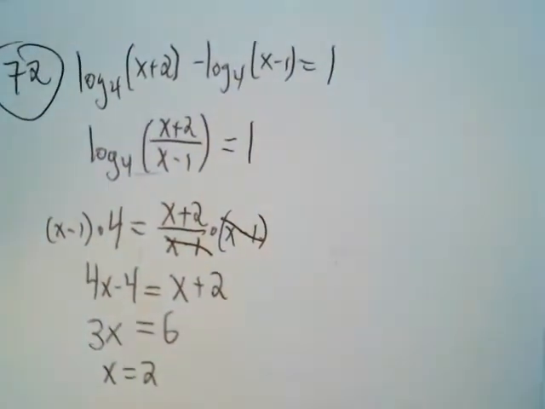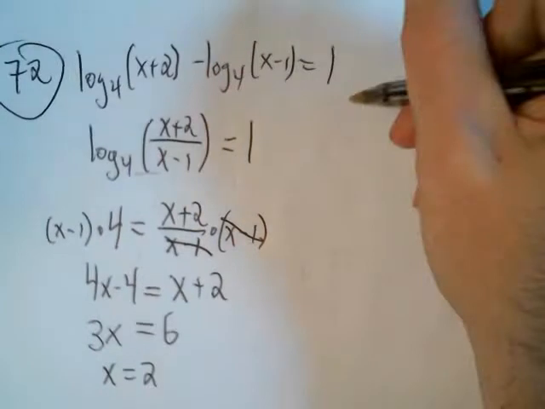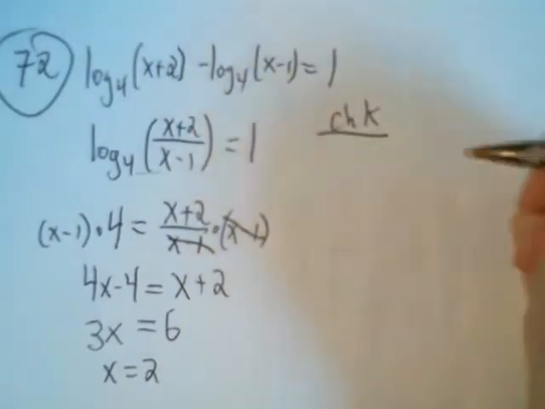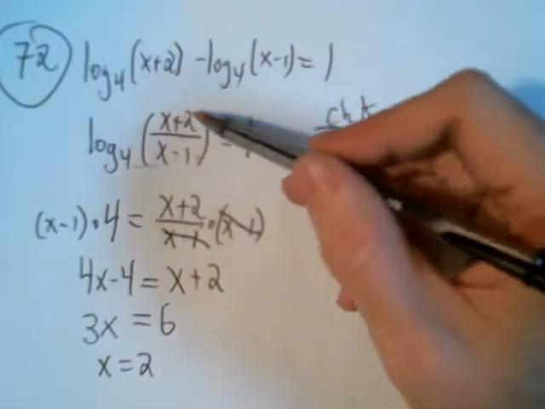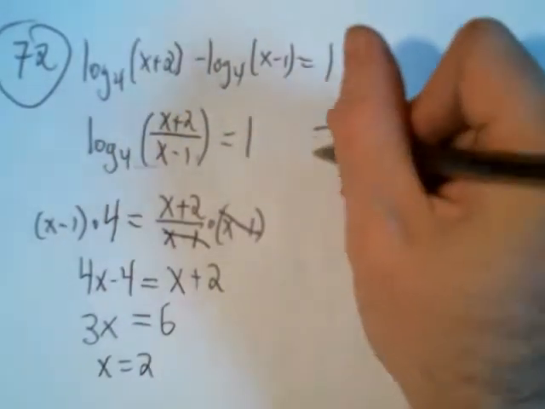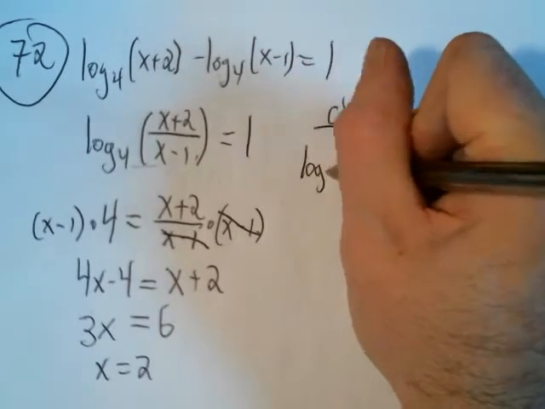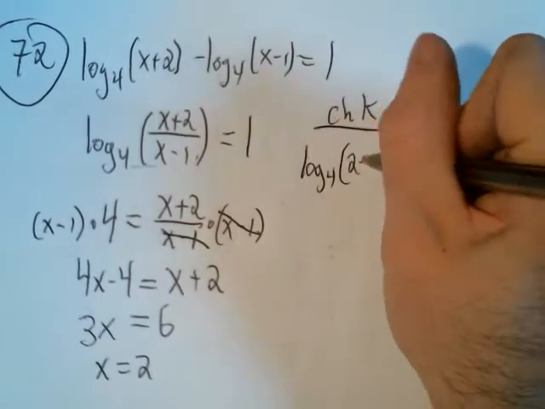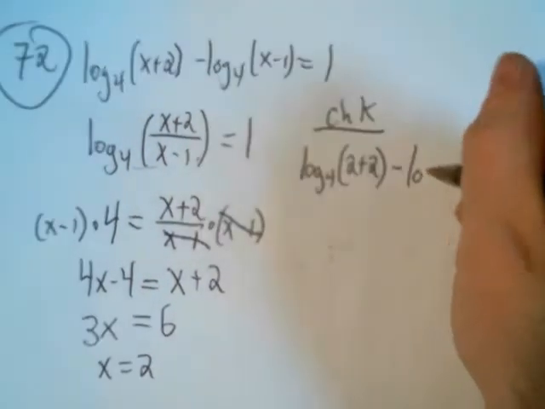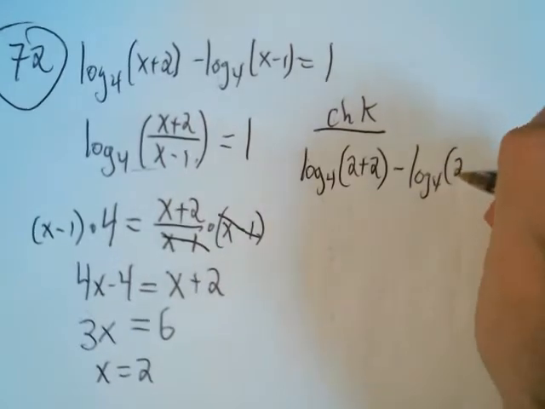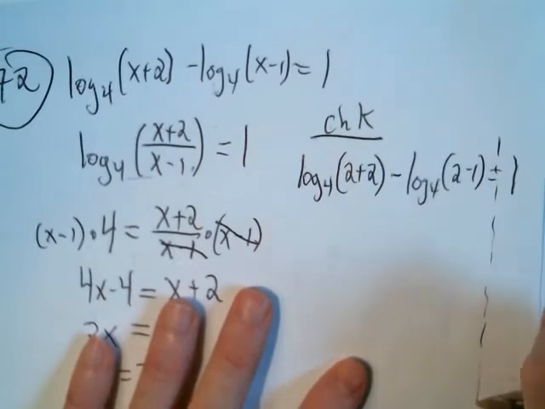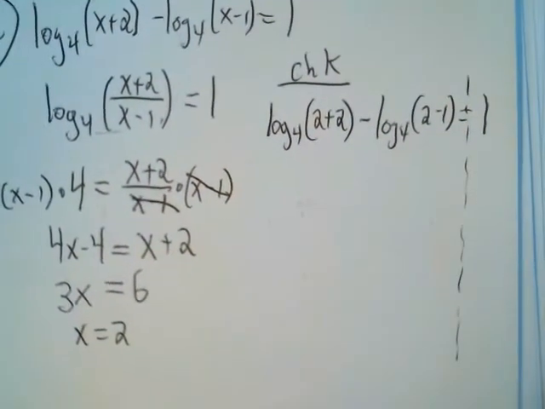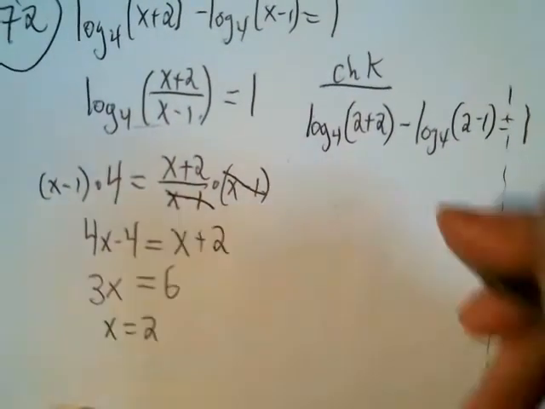Okay, we're not done. I need to go back to the original equation and check it. So not here, here. Before you did any sort of manipulations, that's where you have to go. Okay, so log base 4 of 2 plus 2 minus log base 4 of 2 minus 1. And again, do not cross the asymptote. It's more of a comparison here than anything else.